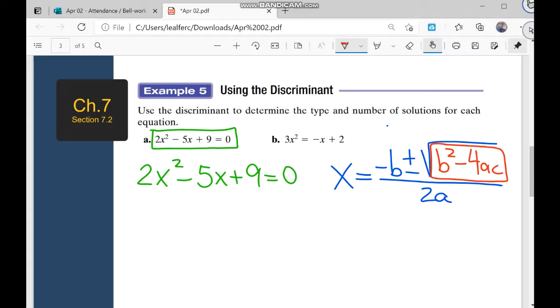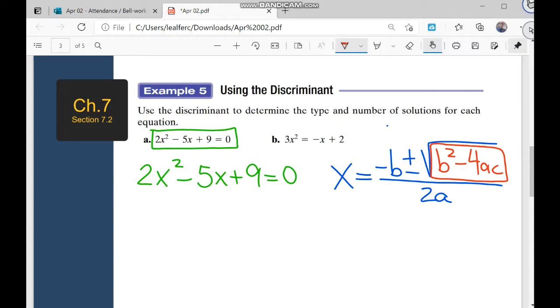Because if you have this part here as a positive number, you're going to have two solutions. If the discriminant equals 0, you're going to have only one solution. And if the discriminant is negative, you have no real solution. And that's the whole point of calculating the discriminant, because you're going to be able to say how many solutions the equation will have.